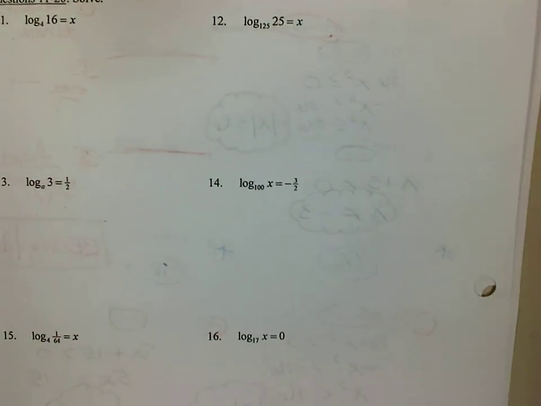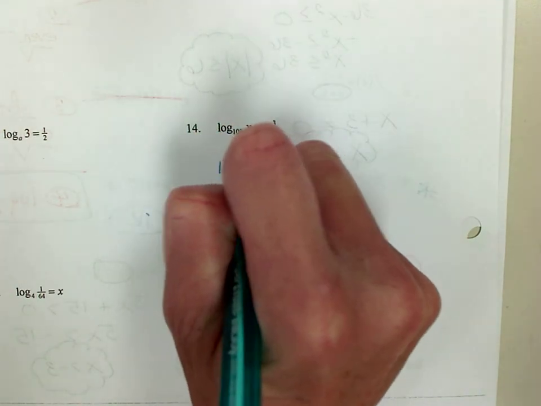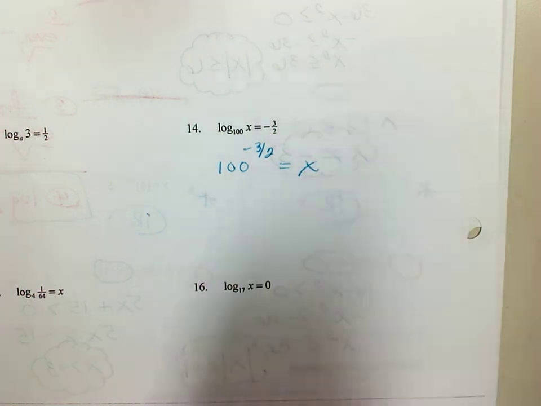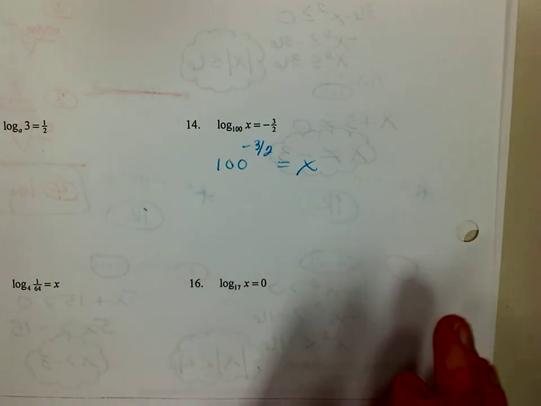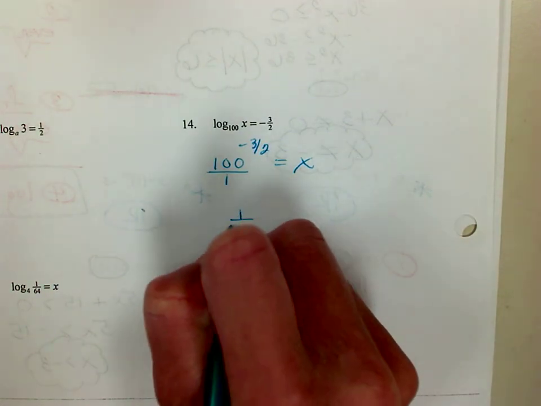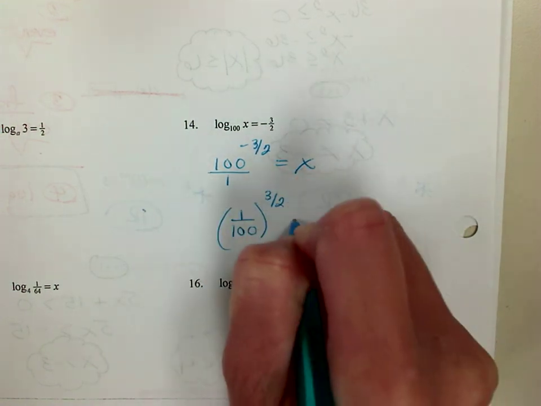All right, number 14, I'm going to do next. So I'm going to rewrite this in exponential form. So I have 100 to the -3 power equals x. The number that's by itself is the exponent. Now, we cannot use a calculator on these. So what we're going to have to do is get rid of our negative exponent first. So to do that, I'm going to flip my base, so that becomes 1 over 100, and then my exponent changes to a positive.